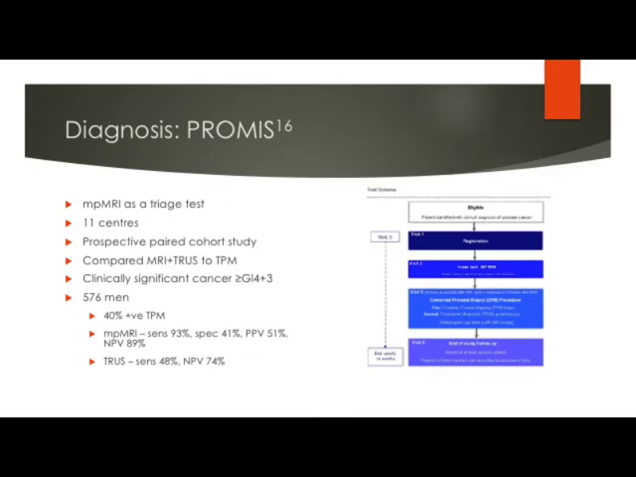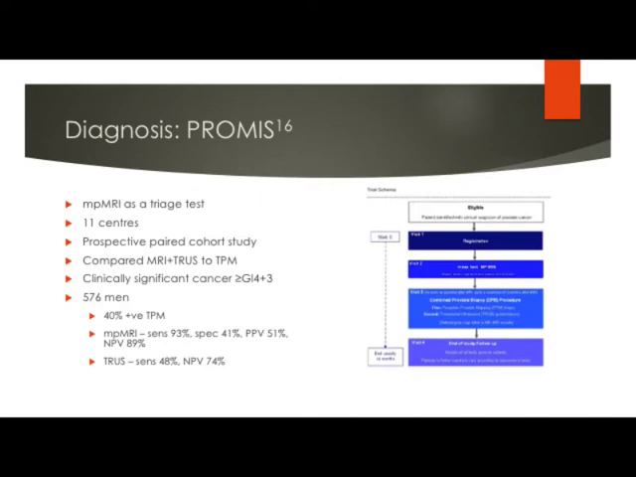So as I said, one of the things that sparked my interest in this, and again I'm slightly biased because it's a UK trial, was the PROMIS trial. Now it's unfortunately not been fully published, but it was presented at ASCO, and it looked at multiparametric MRI as a triage test prior to biopsy. So the patients with a high clinical suspicion of prostate cancer who would normally go on to have a TRUS biopsy had an upfront multiparametric MRI.